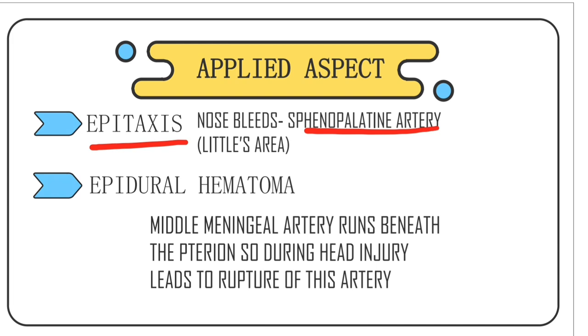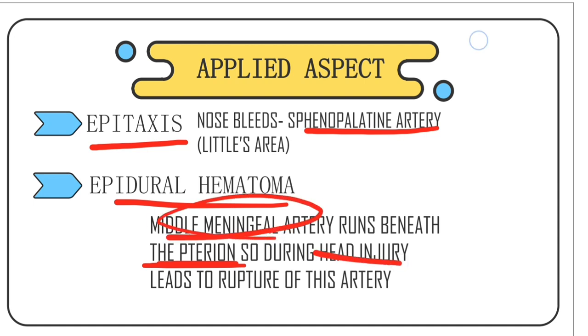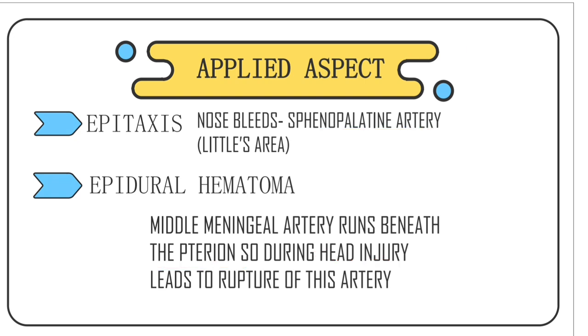Okay. Coming to epidural hematoma, this occurs when there is rupture of the middle meningeal artery, which runs beneath the pterion. When it gets injured or damaged, an epidural hematoma takes place. That is, during a head injury this artery can get damaged, so that it results in an epidural hematoma.